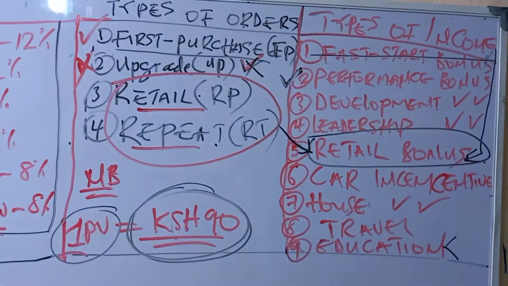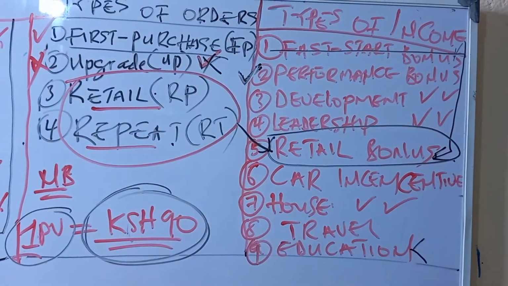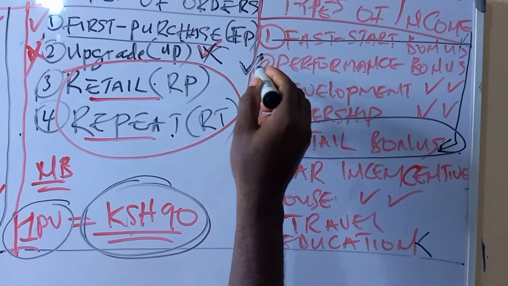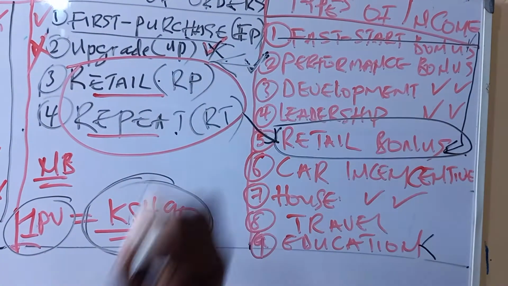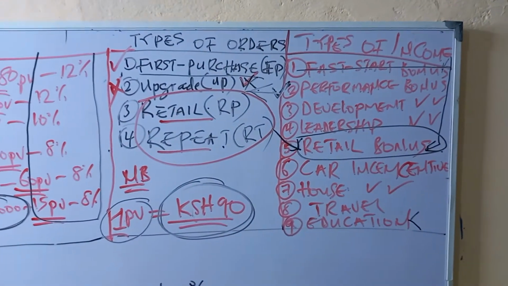I made mention in the course of this video that your type of order will determine your type of commission or your type of income. So performance bonus is paid when you do an upgrade order.